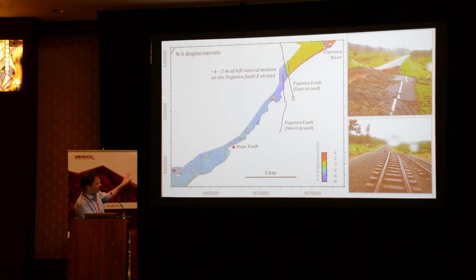We see in the north-south displacements the left lateral offset that you can see to the road and the rail line, clearly outlined in the north-south displacements. And when we get to the east-west displacements, you'll see the shortening component.